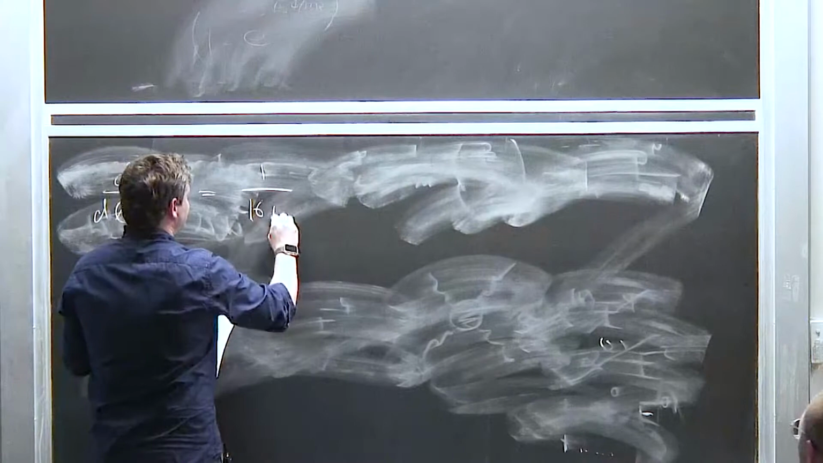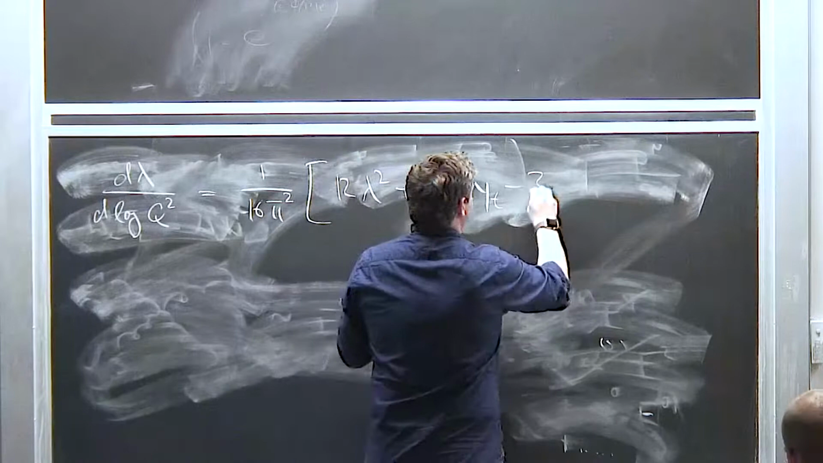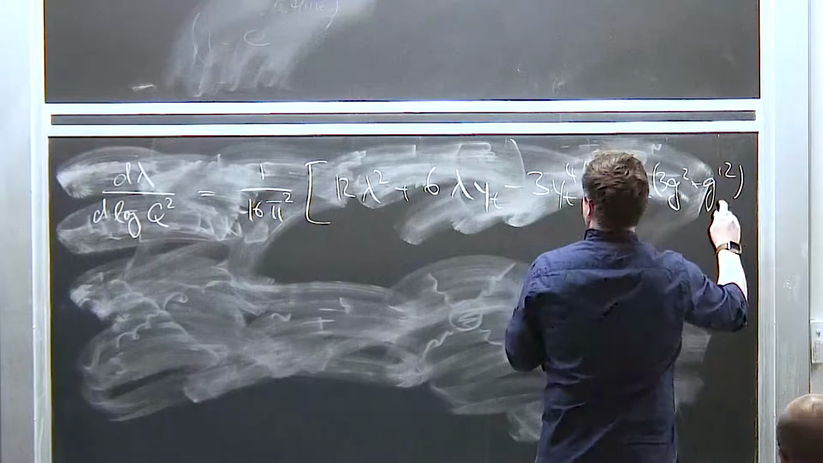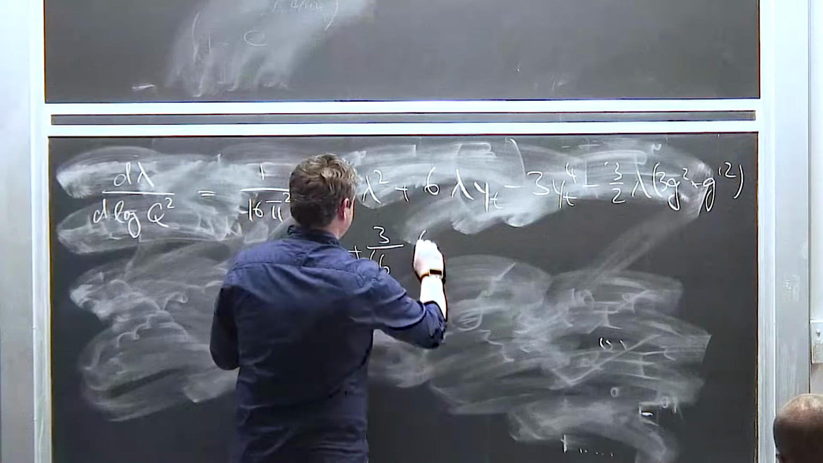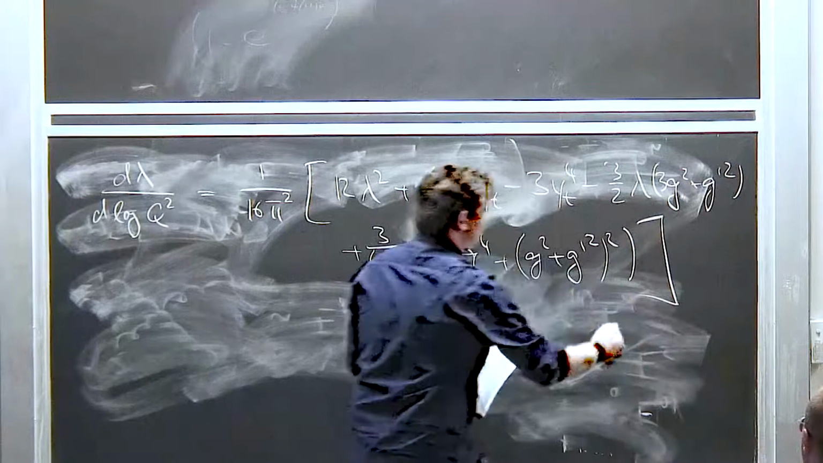So at one loop it is 12 lambda squared plus 6 lambda y_top squared minus 3 y_top to the power of 4 minus 3/2 lambda (3 g squared plus g prime squared) plus 3/16 (2 g to the power of 4 plus (g squared plus g prime squared) squared) in big brackets.